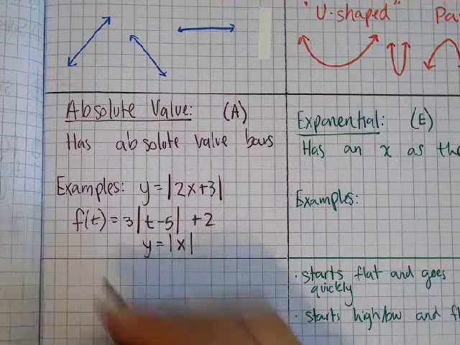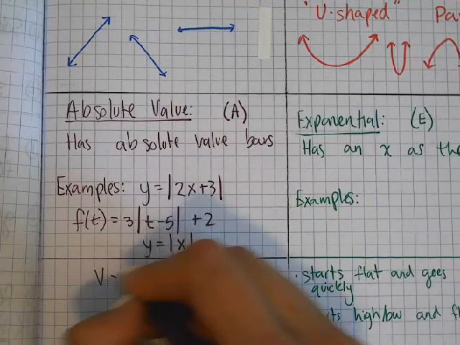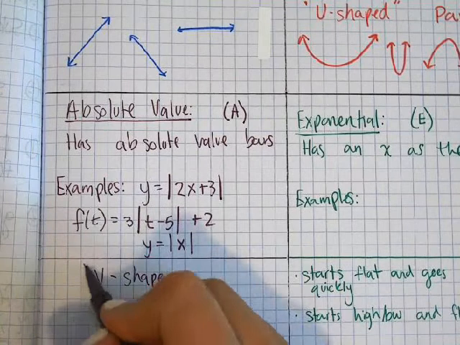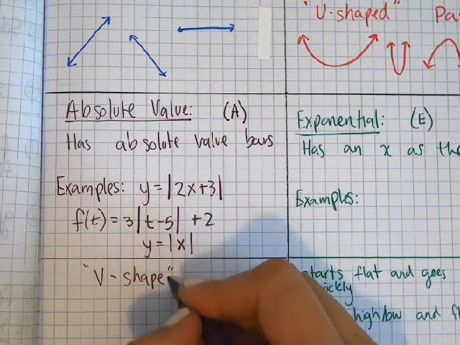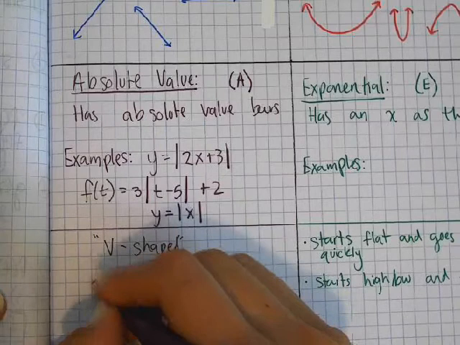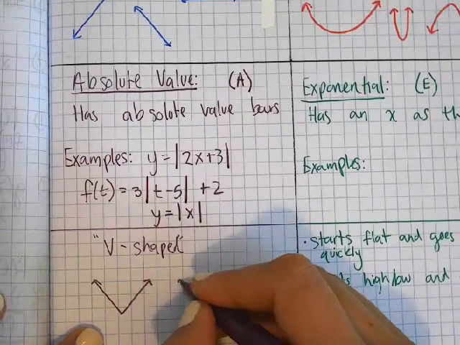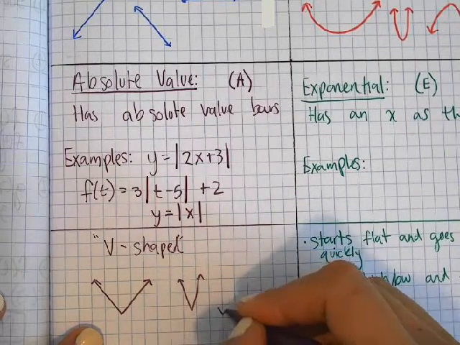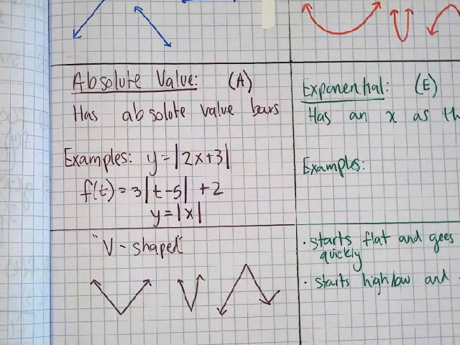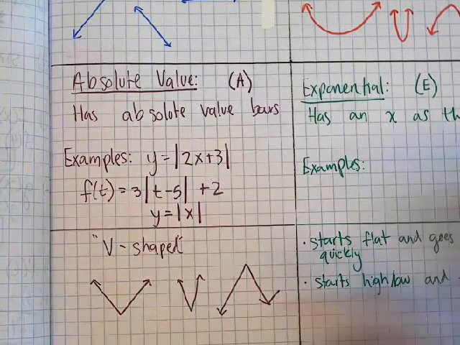Okay, so for absolute value, this one I think is easy to remember. The v in the value means it's v-shaped. All right, and again, it could be really wide, it could be super skinny, it could be upside down. All of those are absolute values.